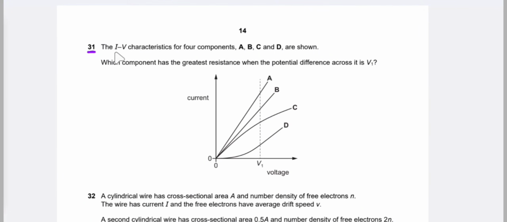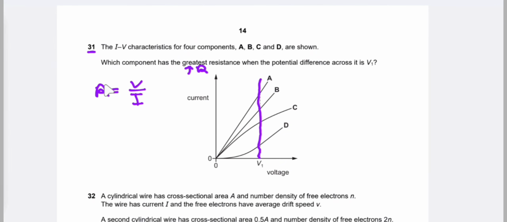Number 31. The IV characteristics for 4 components A, B, C and D are shown. Which component has the greatest resistance? The resistance is greatest when the potential difference across it is V1. So the potential difference is the same, that is V1, and we need to find the greatest resistance. We know that resistance is equal to voltage by current.